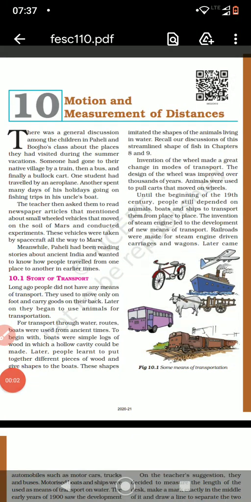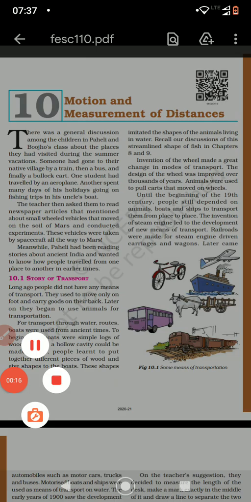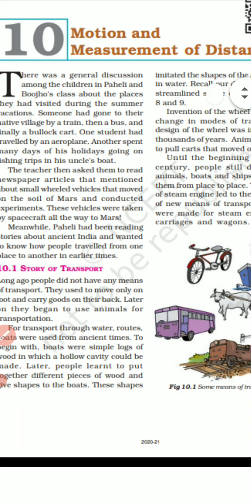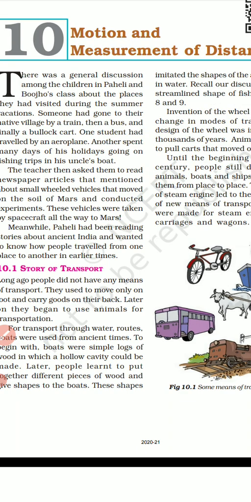Good morning, children. So, we are starting a new chapter, chapter number 10. Motion and measurement of distances. So, this chapter is all about how to measure the distance, and what are the different types of motions.